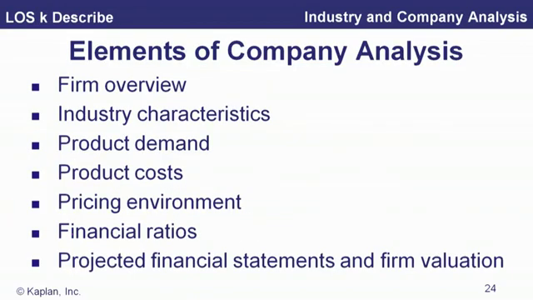So if we get out of the industry and we go to companies, of course we want to know, what does the company do? Where does it come from? Where's their production capacity? Okay, industry characteristics, how does it fit within the industry? What about product demand and product costs? So those are going to be key elements, and I guess product pricing. So in terms of what they actually do, demand, cost, the pricing environment are going to be vital. We're probably going to look at financial ratios to determine their health, their staying power, projected financial statements, and of course a firm valuation is going to be something that we are going to be really interested in a company analysis.